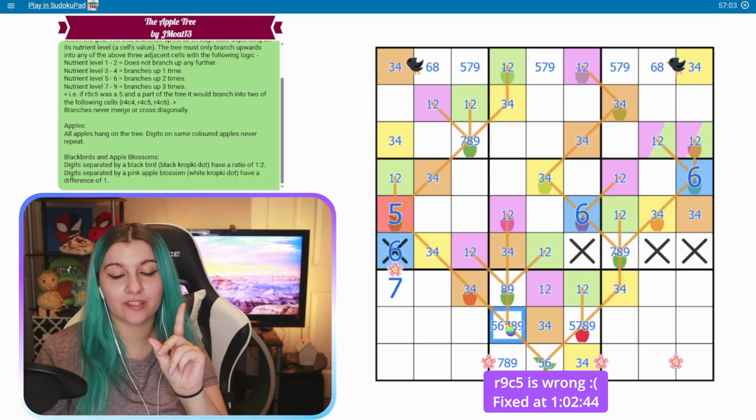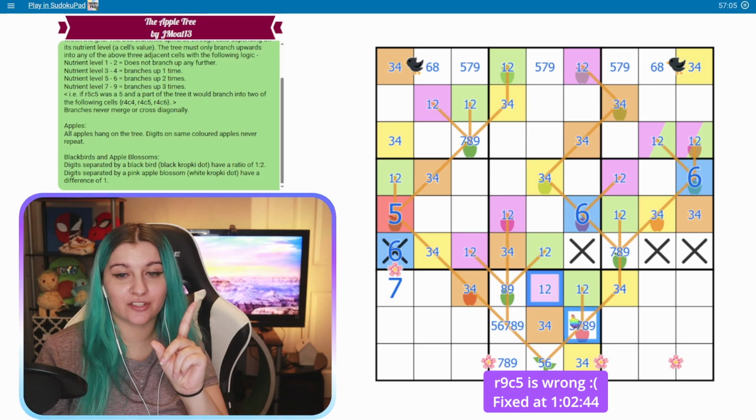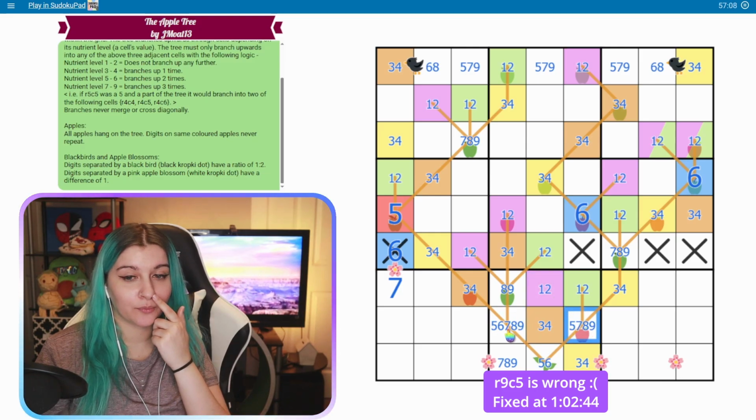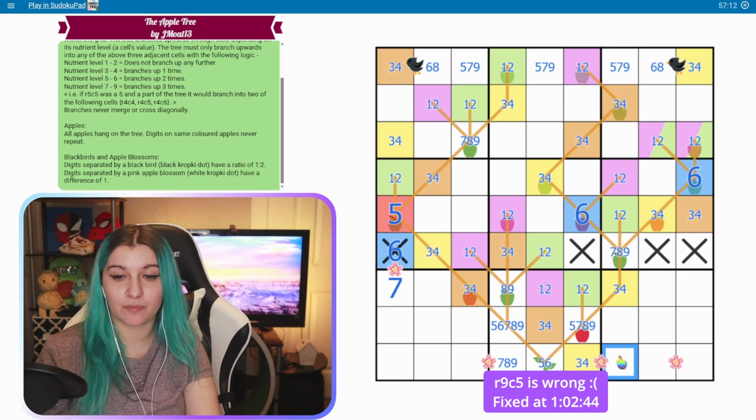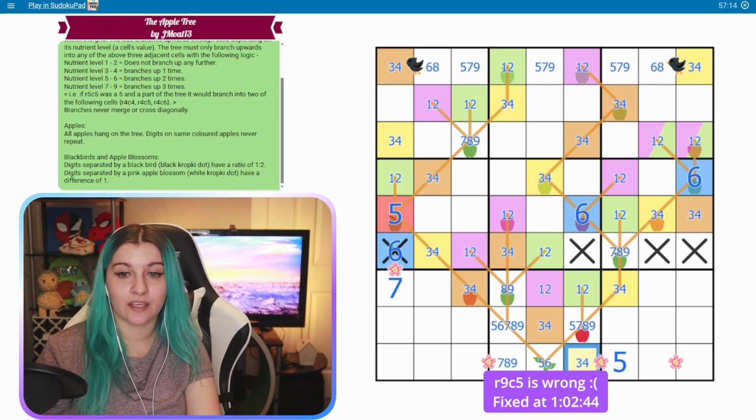I'm so close. One of these branches goes this way. I don't know yet, but we're getting there. Okay, this is a 3, 4. This can't be another 3, 4, and it also can't be a 2. So this needs to be 5, and this yellow needs to be 4.